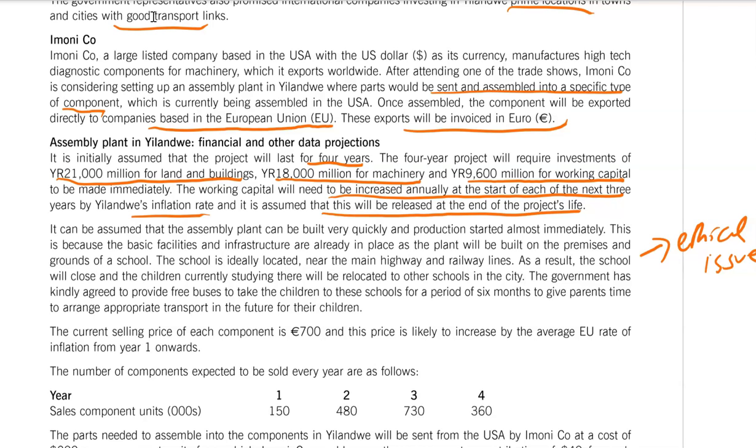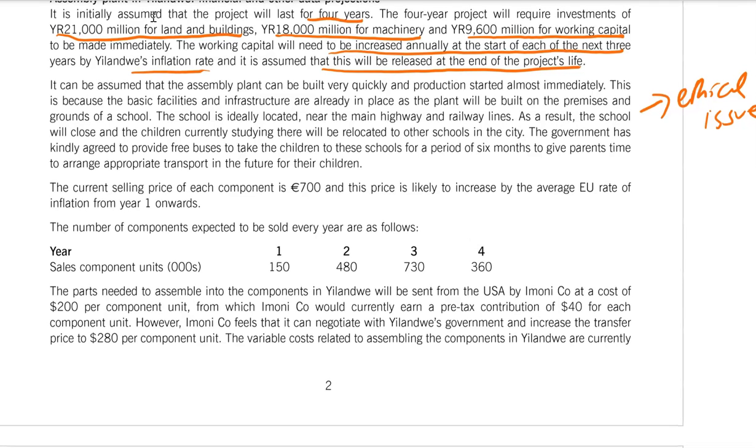Current selling price is €700, and this price is likely to increase by the European Union inflation rate from year 1 onwards. Sales components are given. The parts needed to assemble the component in Yilandwe will be sent from the USA. So the parent company is sending some raw material to the subsidiary company at a cost of $200, on which the company would currently earn a contribution of $40. However, the company feels that it can negotiate with the government and increase the transfer price to $280 per component unit.